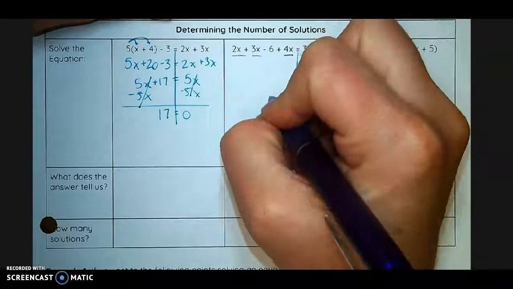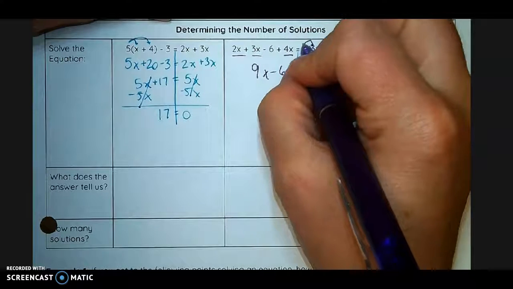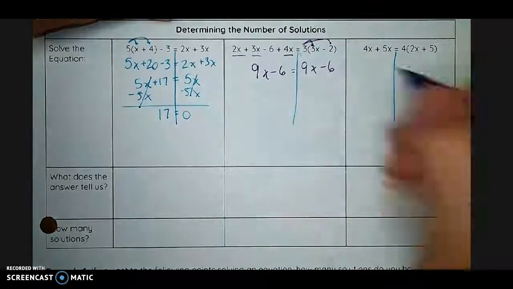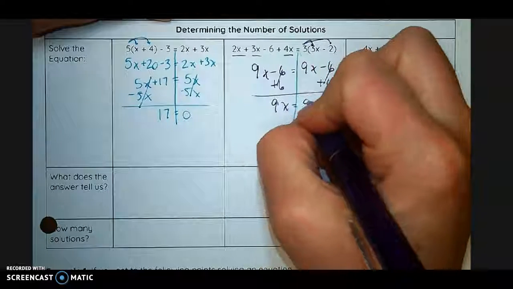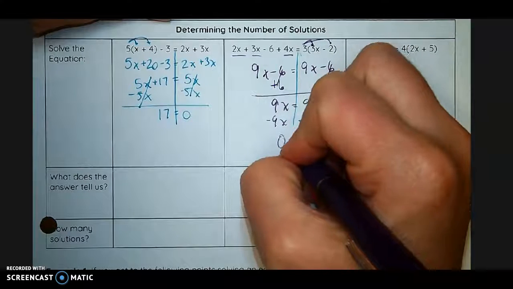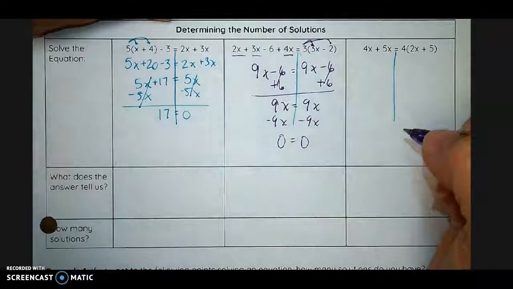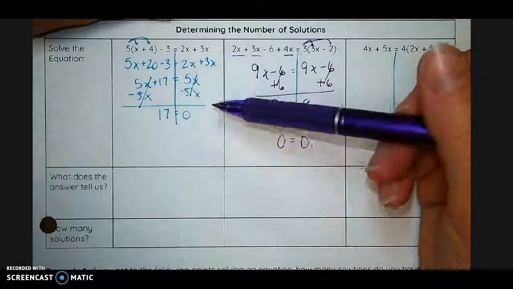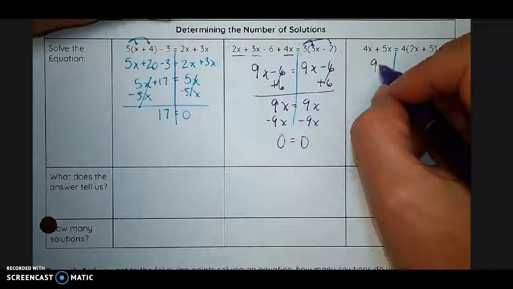We're going to combine some like terms here. This time, I could subtract, and 9x plus 0 equals 0. This time, not only did I lose my variable, but I lost all my numbers. So here, my variable canceled out. Here, everything canceled out.